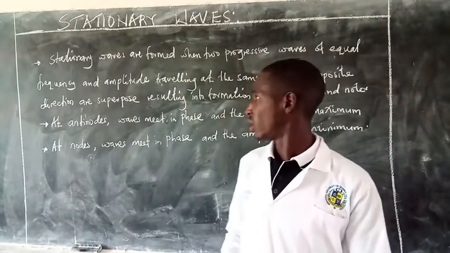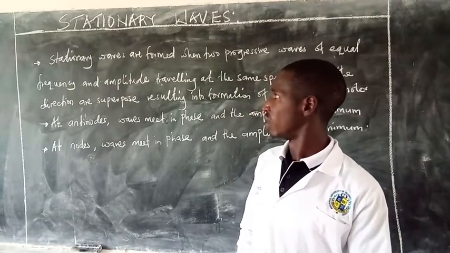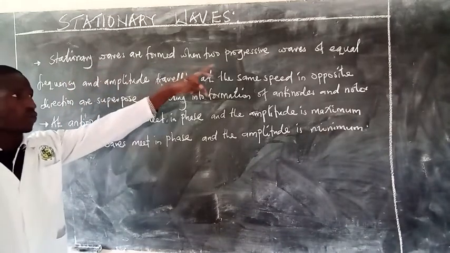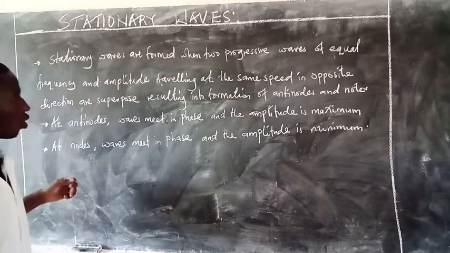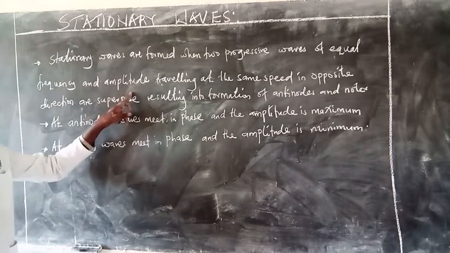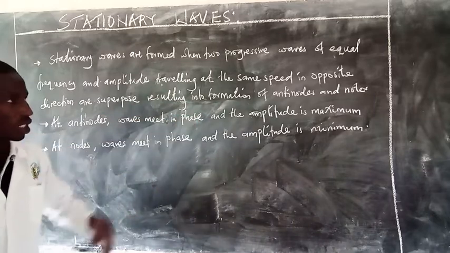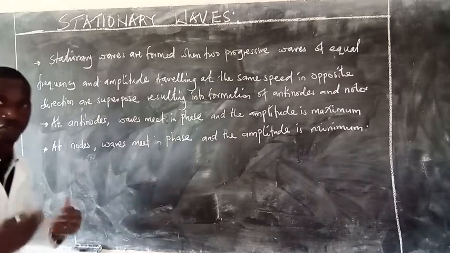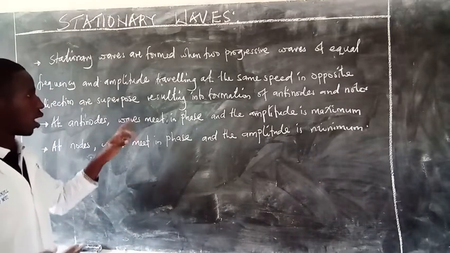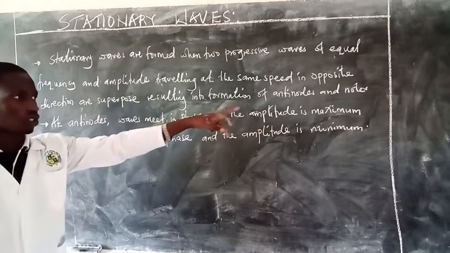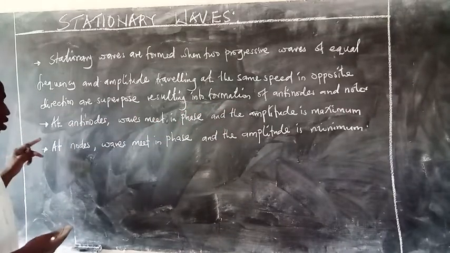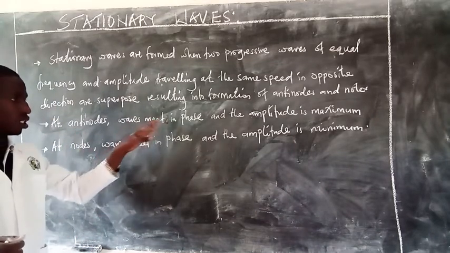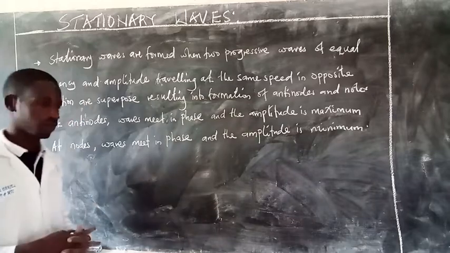So this is how stationary waves are formed. We are saying here that stationary waves are formed when two progressive waves of equal frequency and amplitude traveling in opposite direction are superposed. When you talk of superposed, you say meet. They are superposed, resulting in the formation of antinodes and nodes. Please don't forget, we're saying that at antinodes, waves meet in phase and the amplitude is maximum.